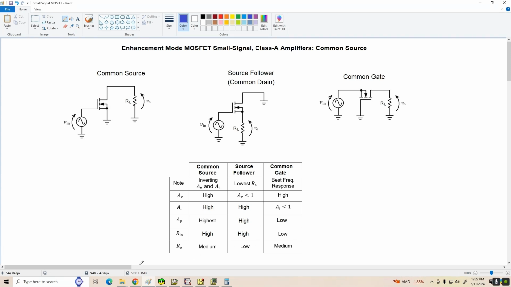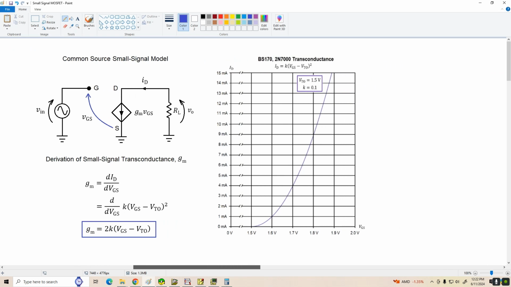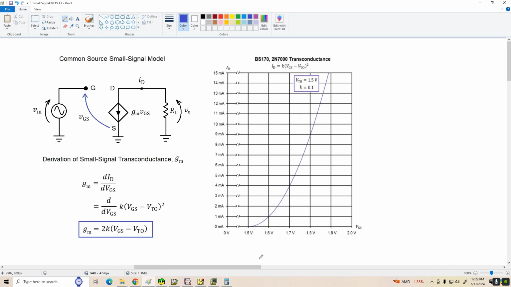Now let's take a look at the small signal model for the enhancement mode MOSFET in the common source configuration. We can see we've got a voltage controlled current source. The drain current is given by gm, the small signal transconductance, times VGS. We've got infinite gate to source resistance, so this model is relatively simple compared to some other ones we've seen.